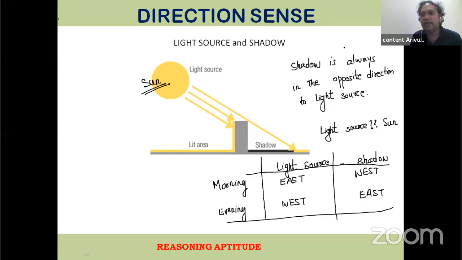Now, this is as basic as anyone can teach you. No one is going to teach you that sun is in the east and sun is in the west and all that. But I'm covering it for you because this is how you are going to make a very strong foundation concept. So in the morning, sun is in the east and shadows are in the west. And in the evening, sun is in the west and the shadows are towards east.